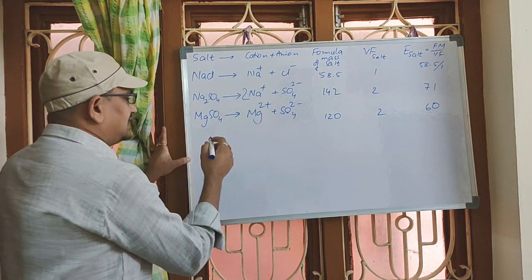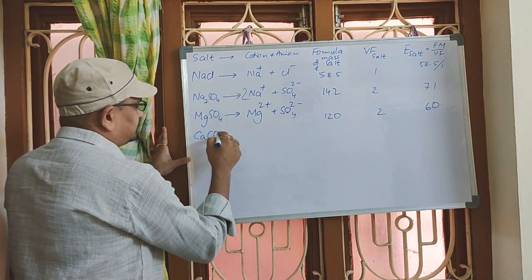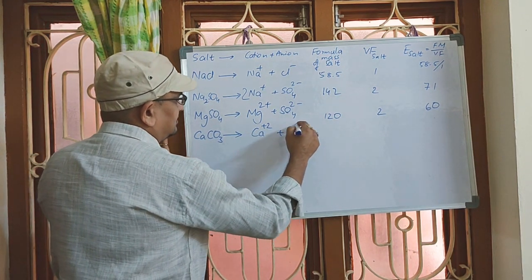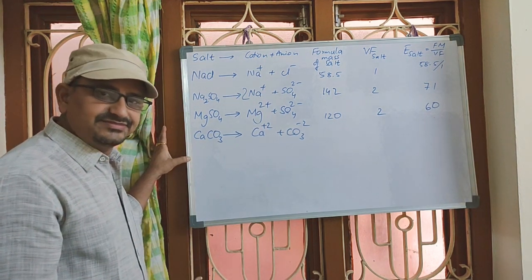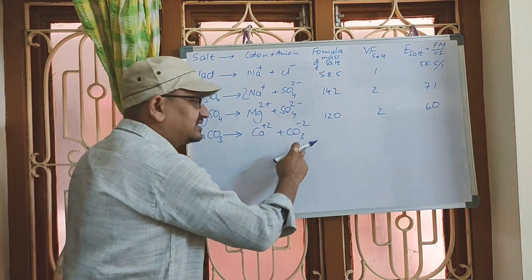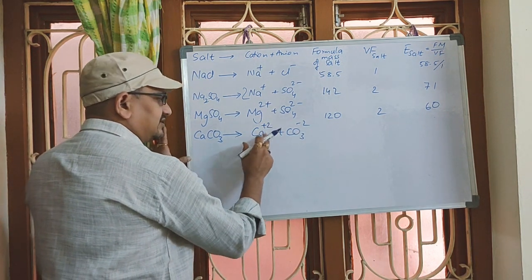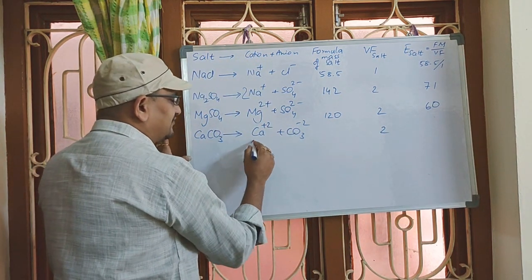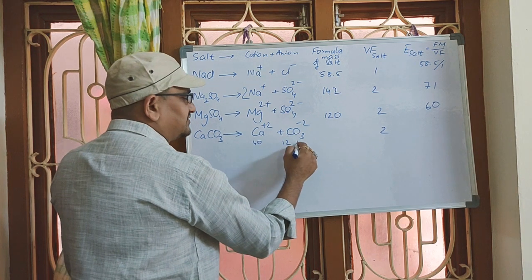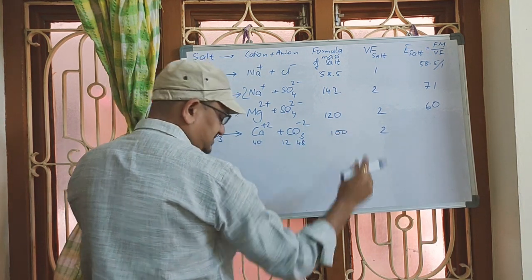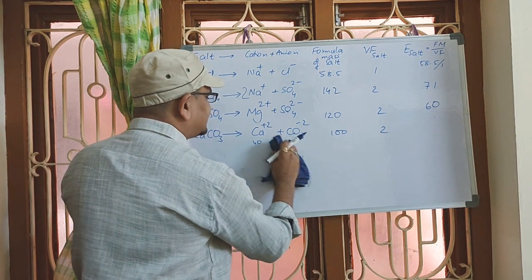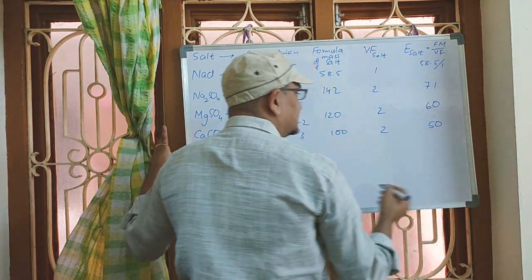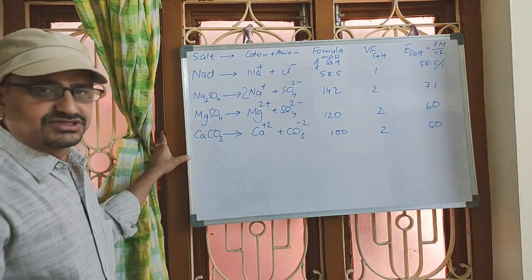Now, let's take a different salt, calcium carbonate, which dissociates to give Ca2+ and CO3 2-. Now, the valency factor is 2. If you sum their atomic masses, calcium is 40, carbon is 12, oxygen is 16, 3 of them is 48. So, total value is 100. Formula mass is 100 and valency factor is 2. Then equivalent mass is 100 by 2, it is 50. So, these values you have to almost memorize.